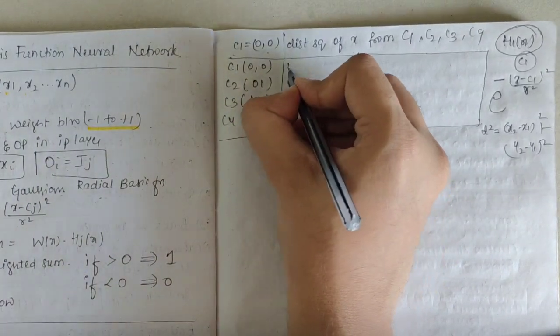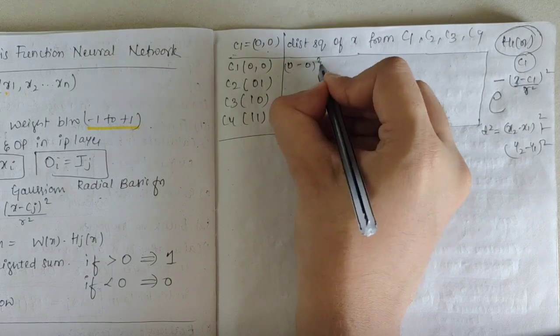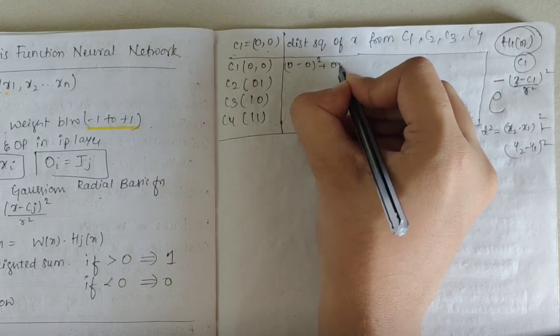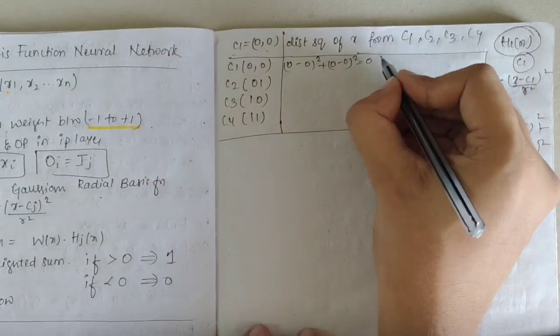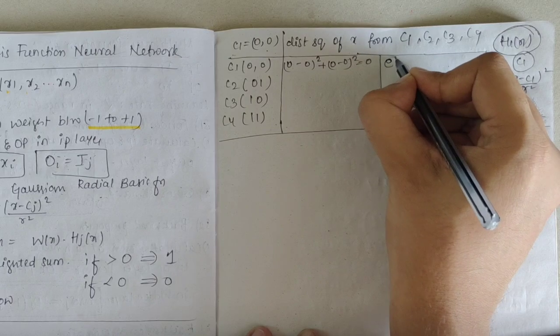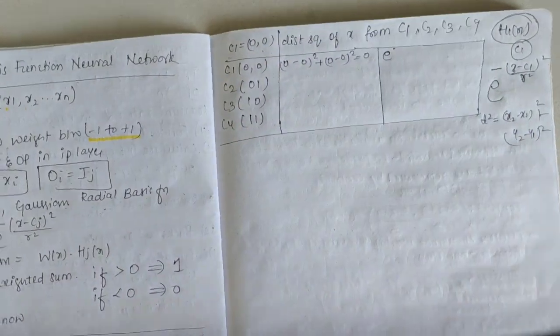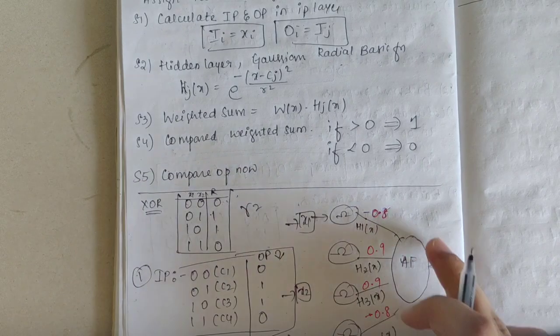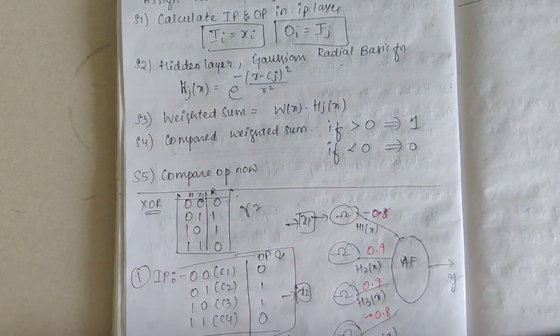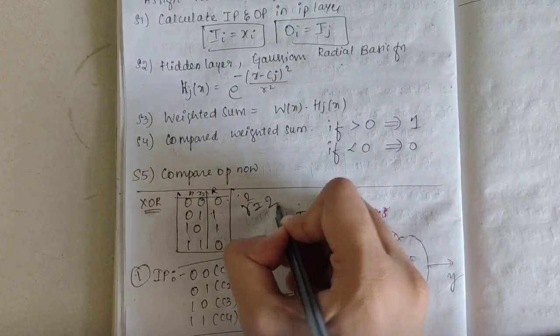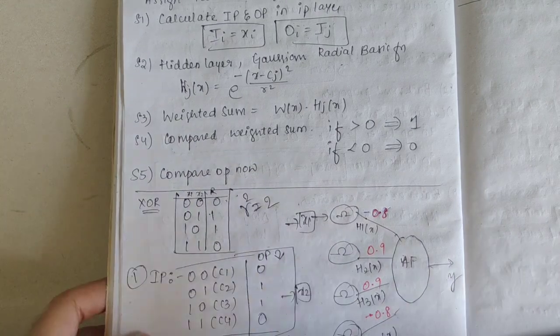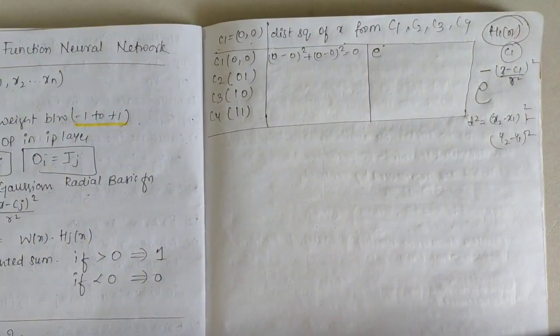I can write 0 minus 0 whole square plus 0 minus 0 whole square, and I would get 0 here. Now I'll calculate the e power, this formula. Here the r value is taken as 2, so we need to calculate the r square value. The r square value is taken as 2 here, and that will be given in the question itself.